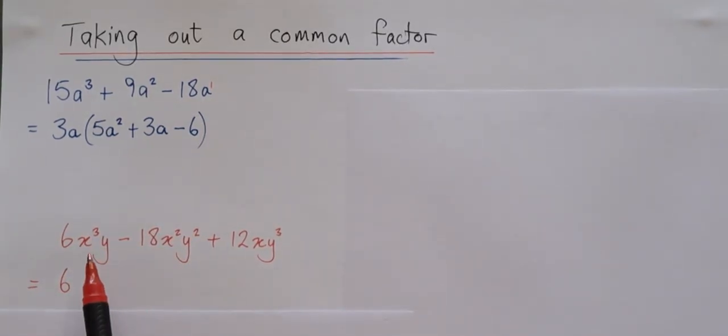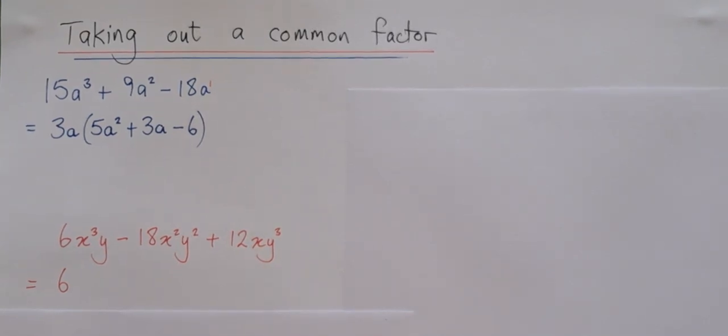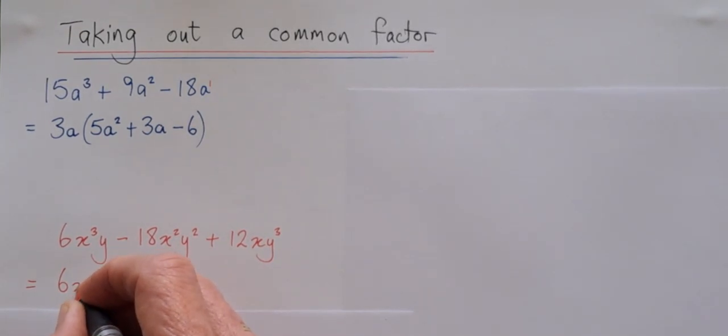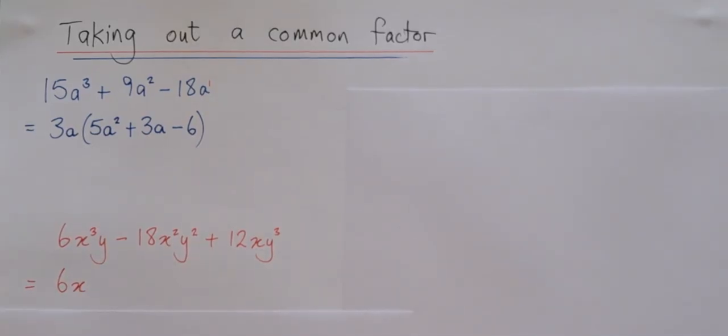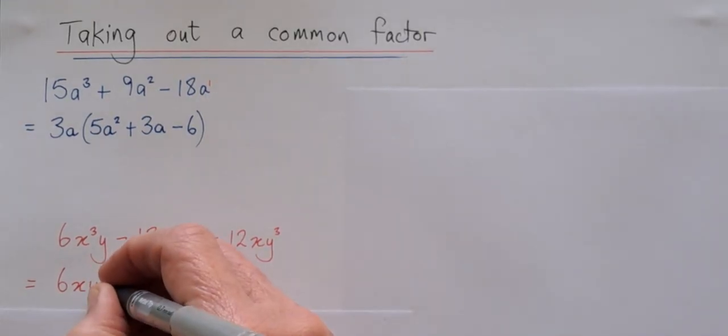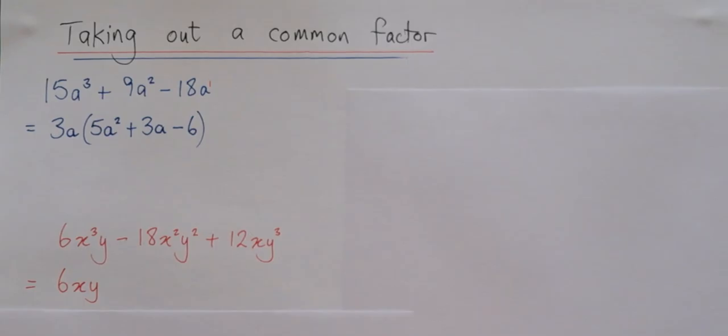Then let's look at my x variables. So I've got x cubed, x squared, and x to the power of 1. So the highest I can take out is x to the power of 1. I have y to the 1, y squared, y cubed. So the only y value that all of them have got is y, or y to the power of 1.